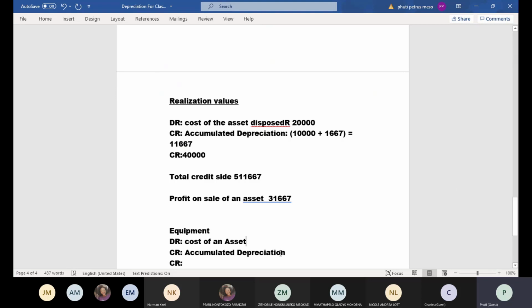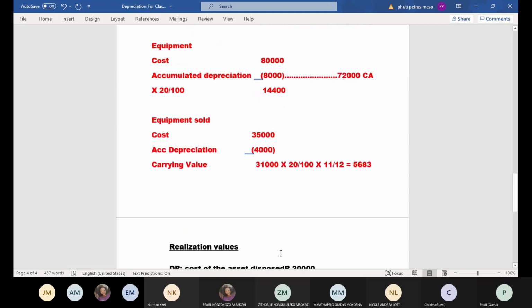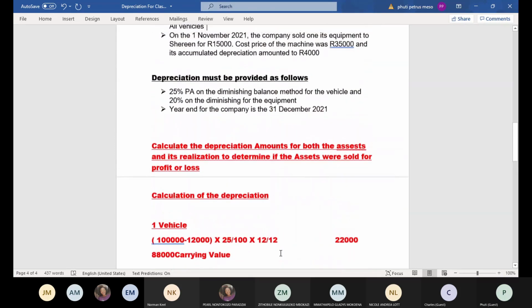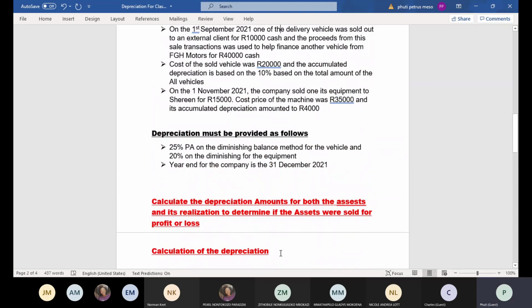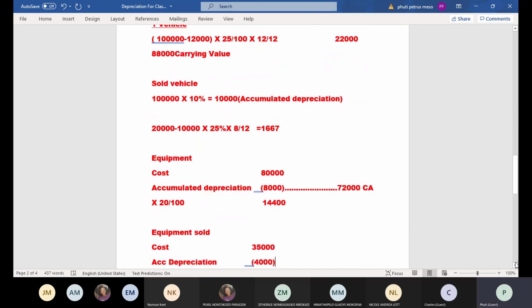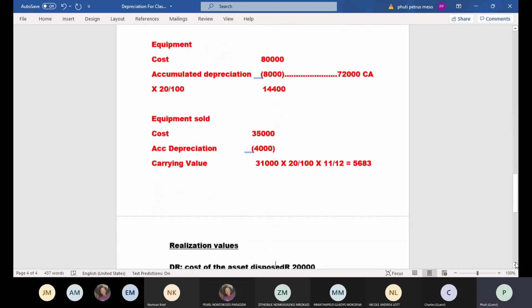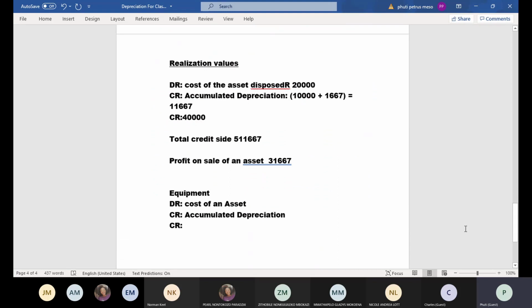Let's go to the question. On the 1st of November, the company sold one of its equipment to Shireen for 15,000 Rand. Cost price of this machine was 35,000 Rand. Its accumulated depreciation is 4,000 Rand. Okay, so you're going to say 35,000 Rand was the cost of the machine. It's going to come up to the debit side. So the cost will be 35,000.